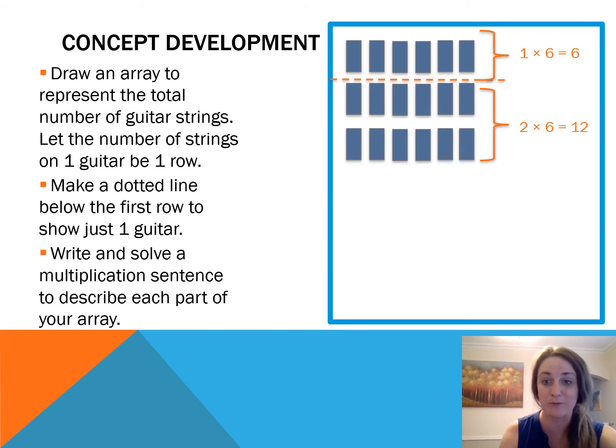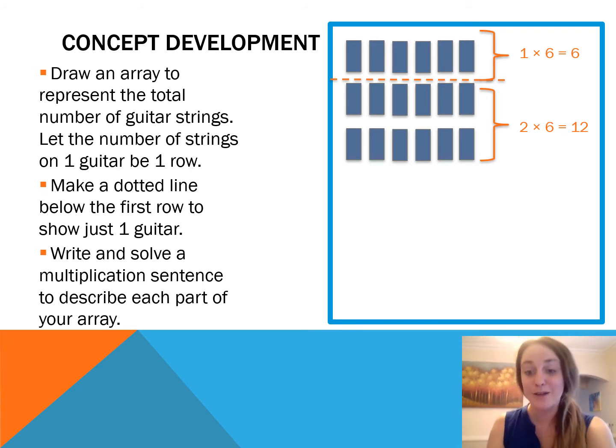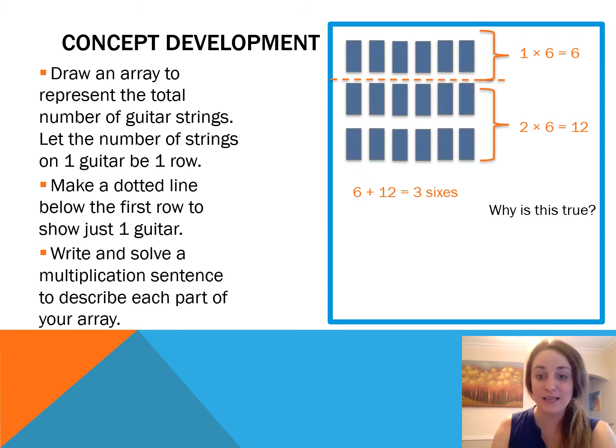That first part is one group of 6. 1 times 6 equals 6. The bottom part of the array shows 2 groups of 6. 2 times 6, and that has a total of 12. 6 plus 12 equals 3 sixes. Why is this true?